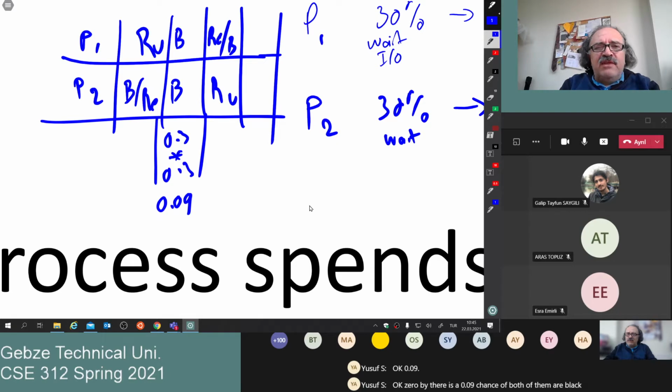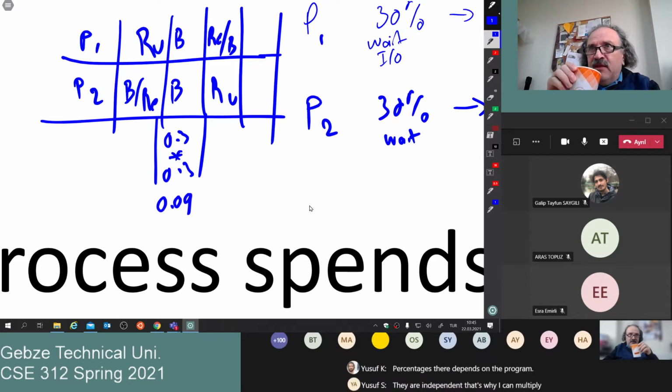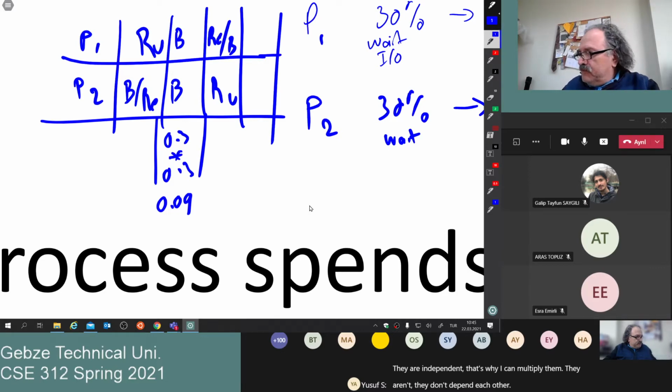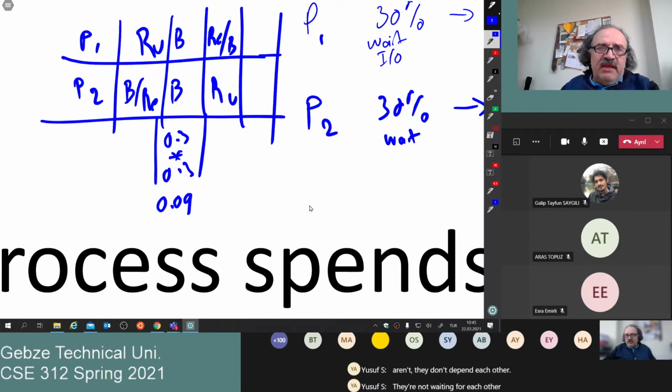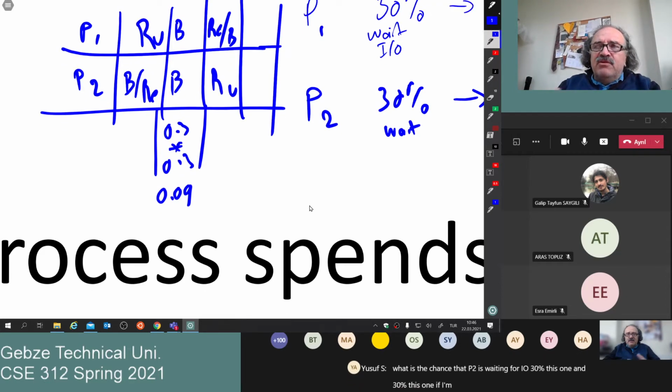So what is the efficiency of this CPU then? Aren't they dependent percentages? They are independent. That's why I can multiply them. They don't depend on each other. They are not waiting for each other. What is the chance that P1 is waiting for I/O, and what is the chance that P2 is waiting for I/O? 30% and 30%. If I multiply them, 9% of the time both of them are waiting for I/O, right?